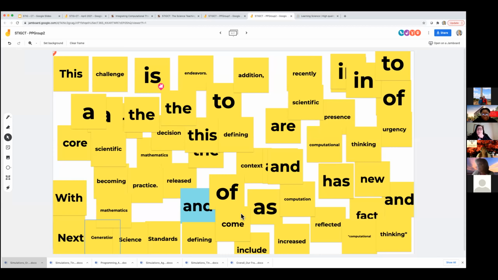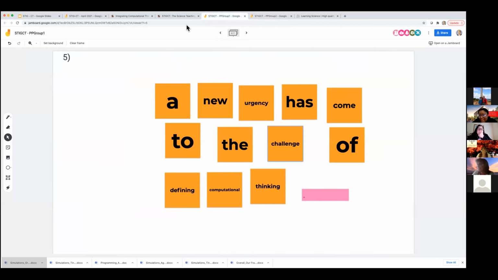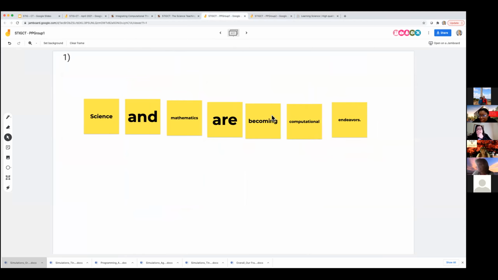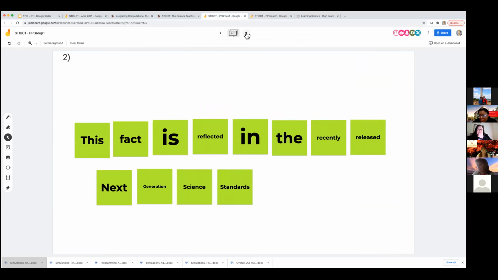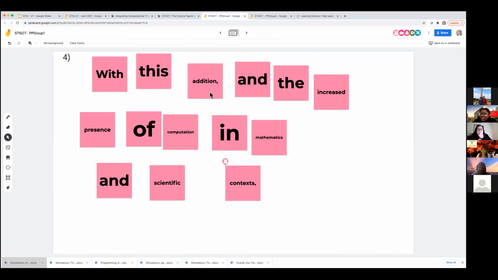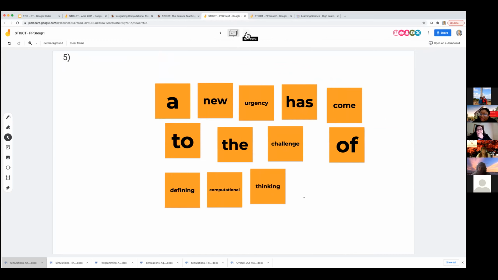Okay, these are the sentences that group two were able to make. If we go to group one, it says, science and mathematics are becoming computational endeavors. This fact is reflected in the recently released Next Generation Science Standards and the decision to include computational thinking as a scientific core practice. With this addition and the increased presence of computation in mathematics and scientific contexts, a new urgency has come to the challenge of defining computational thinking.